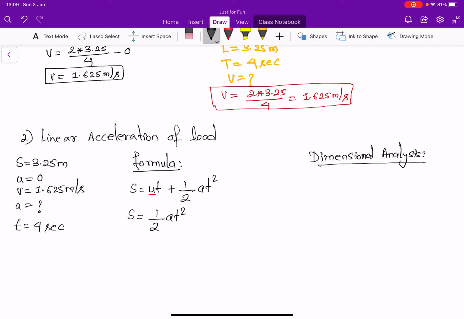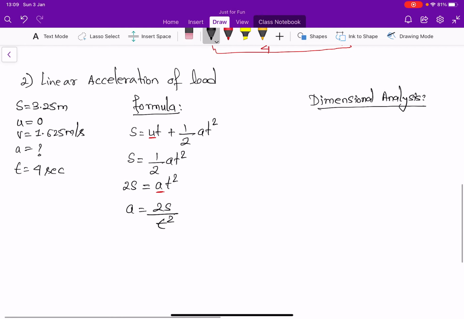To get rid of the half, we multiply both sides by 2, so we get 2s equals at squared. We are only focusing on a, which is acceleration, so we need to get rid of t squared. We divide both sides by t squared and get a equals 2s divided by t squared. Once we have this, we substitute the known values, which are s, v, u, and t, and we get the acceleration.